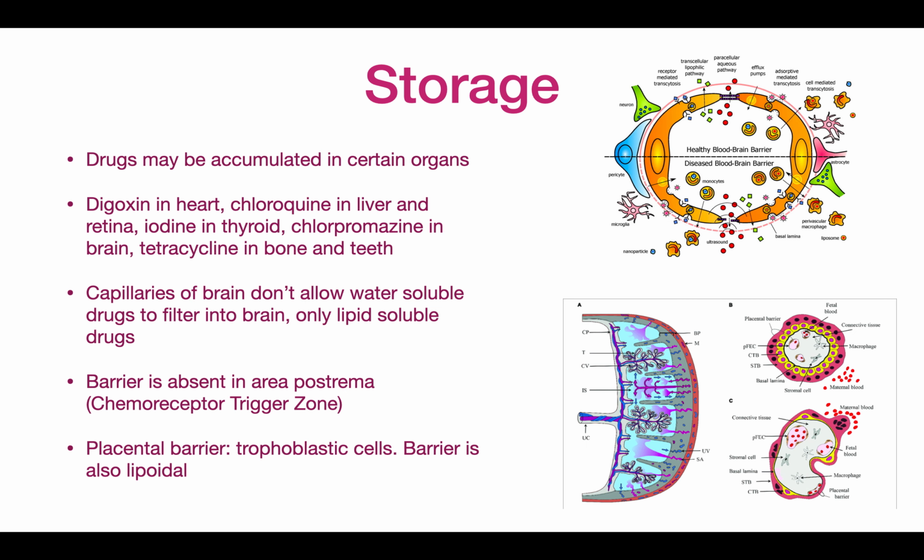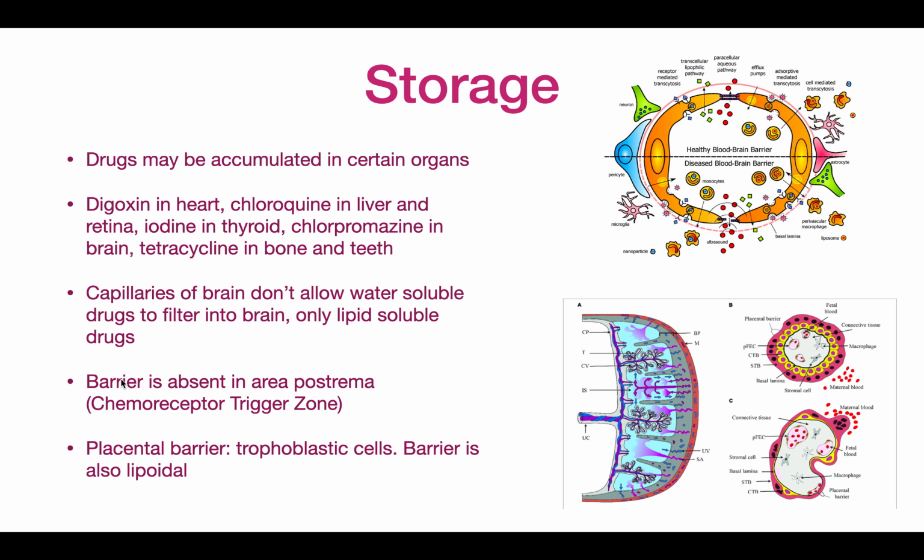So drugs can be stored, and depending on the drug, digoxin is going to be stored in the heart. Chloroquine, an anti-malarial drug, I think it's also an anti-epileptic drug, is going to be stored in the liver and the retina. Iodine, of course, in the thyroid. Chlorpromazine is going to be stored in the brain, and tetracycline in the bone and the teeth.